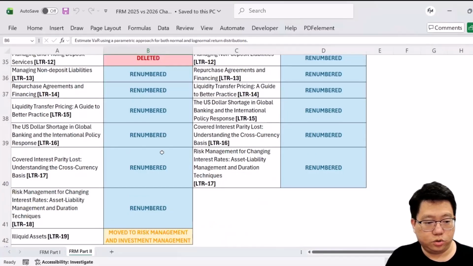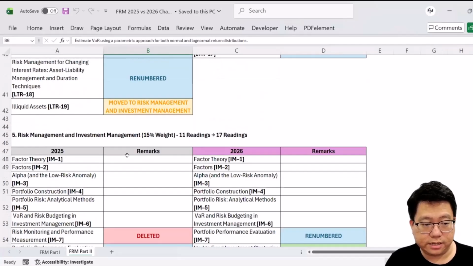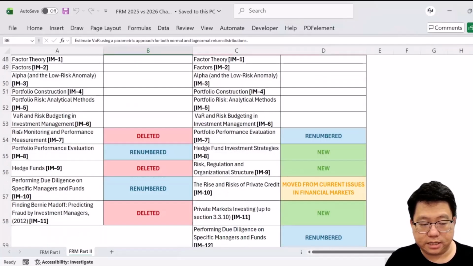Now, when we go on to risk management and investment management, this has been a major change in 2026. So there are now 17 readings in this section. What they've done is they've deleted risk monitoring and performance measurement. They've deleted hedge funds, as well as the reading on finding Bernie Madoff, predicting fraud by investment managers. And they have renumbered some of these readings here.